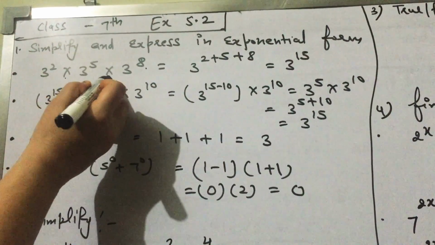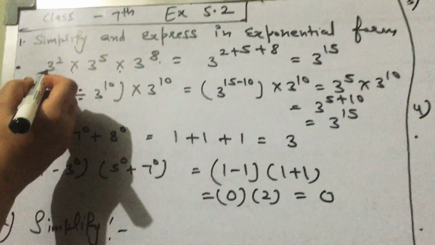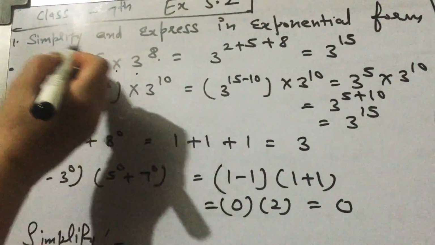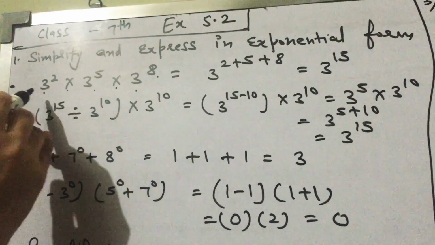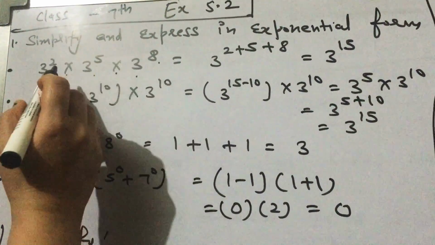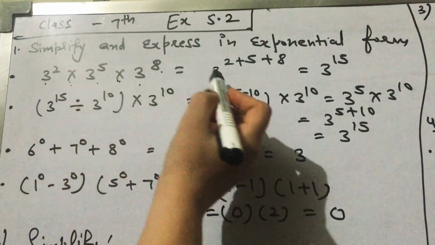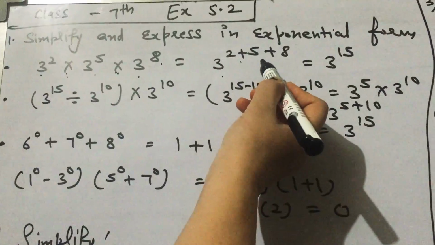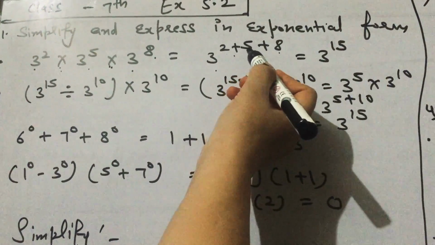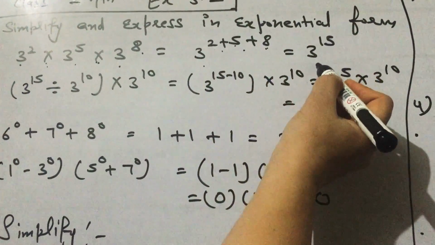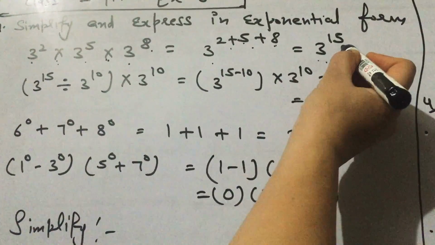Now the multiply sign is here and the base is the same, 3, 3, 3, but the power is different. If the base is the same and the power is different and the multiply sign is here, then the powers will be added. 3 raised to power 2 plus 5 plus 8. 2 plus 5 is 7, 7 plus 8 is 15. So the answer is 3 raised to power 15.